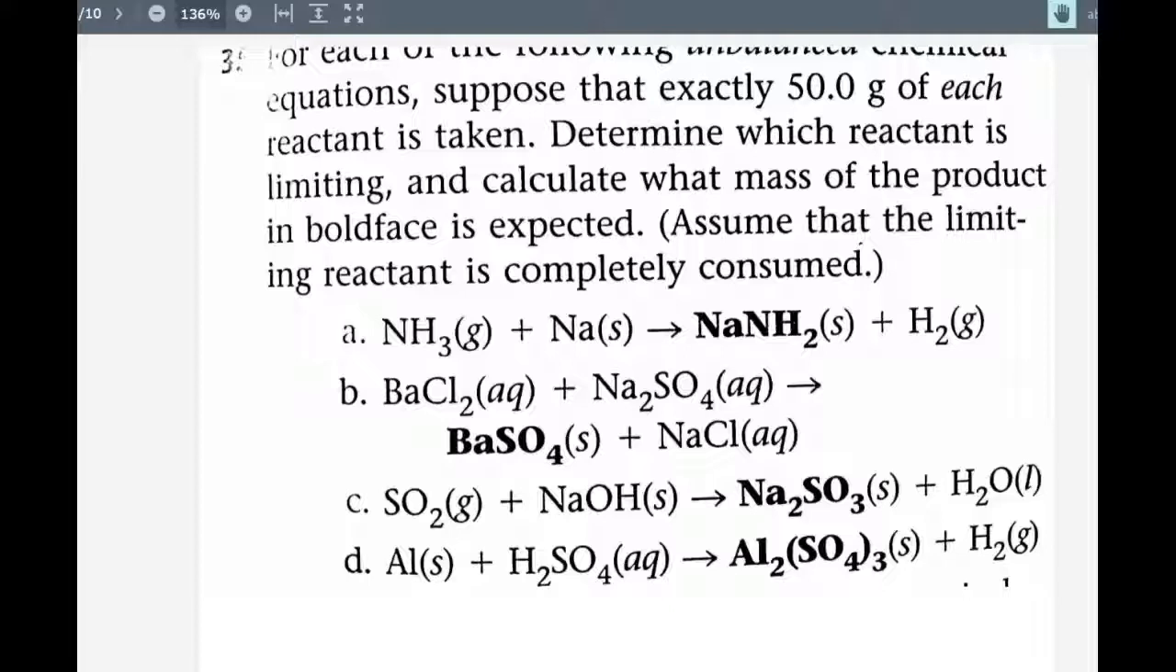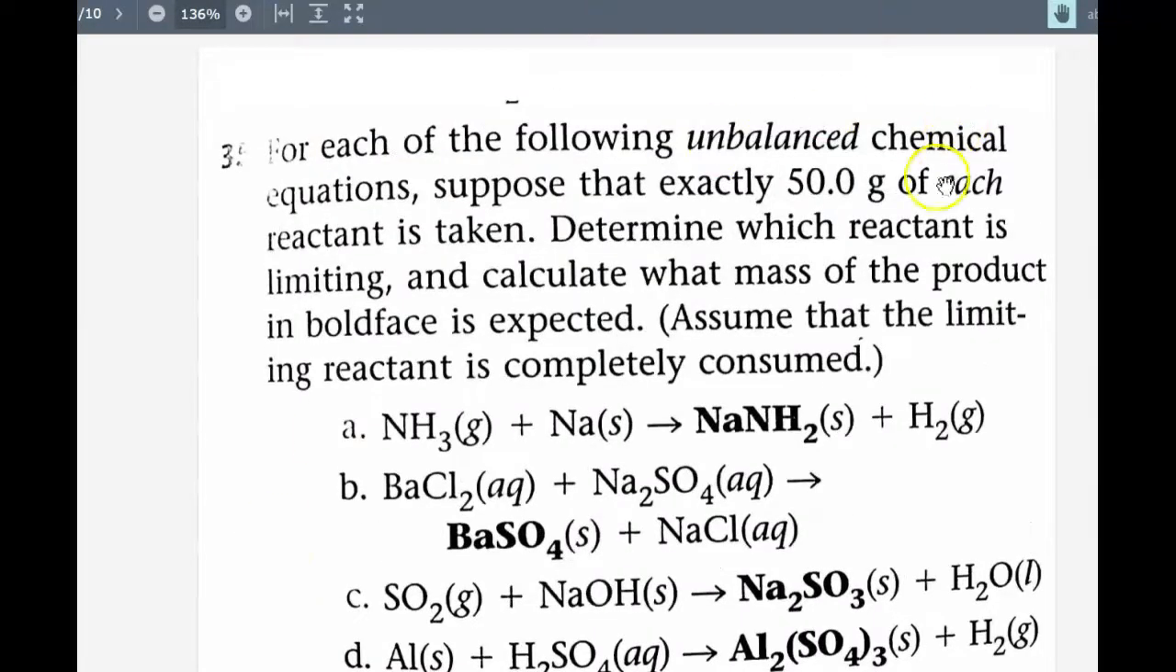All right, kids, let's do 35B. It says we have an unbalanced equation, so we're going to have to balance it. We have 50 grams of each reactant for any of these, and we want to see which one's the limiting reagent, and then what's the mass of the product, which is, in this case, for B, BaSO4.